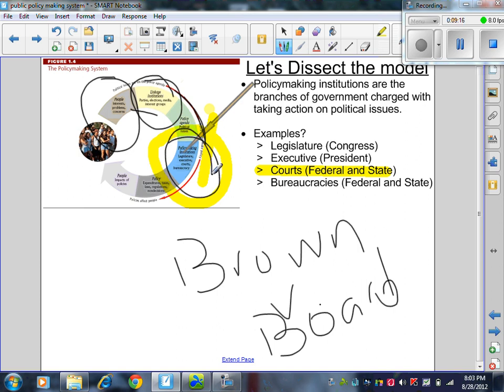So then the next step, after the final institution of government that we'll talk about here, is bureaucracy. And that's a part of the executive branch. So actually executive and bureaucracy, those two things go together. And we'll talk about that more later on in the year as well.